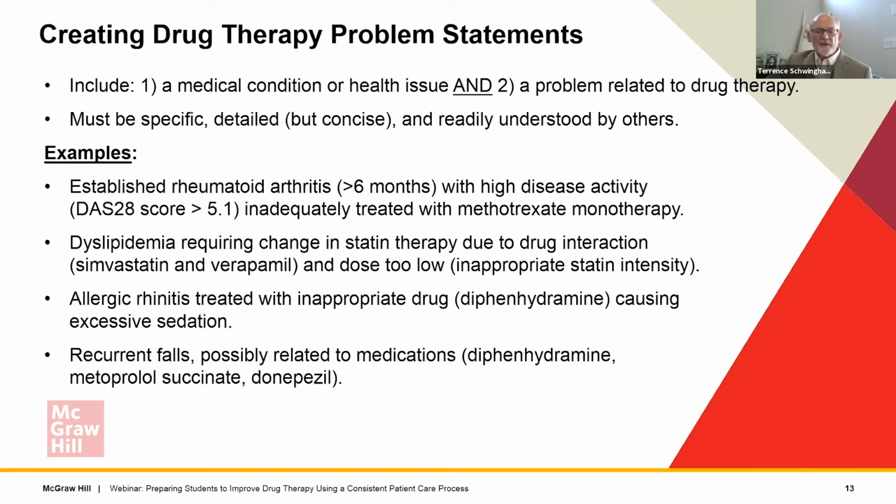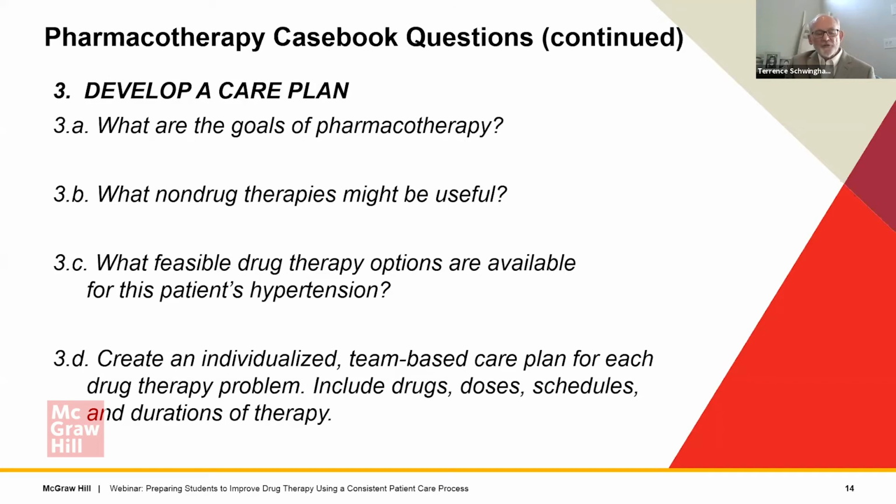Next section, question three, is to develop a patient care plan. And before developing a plan, the first thing you have to do is identify what your goals are. Are you looking to cure the patient? Are you looking to relieve their symptoms or slow the disease progression, as in a case like rheumatoid arthritis? And of course, consider first non-drug therapies that might be useful. They're, again, exercise, diet, weight loss might be helpful for hypertension.